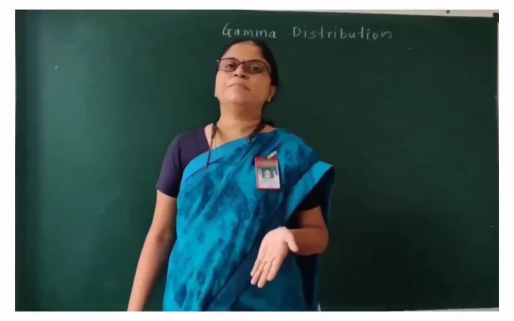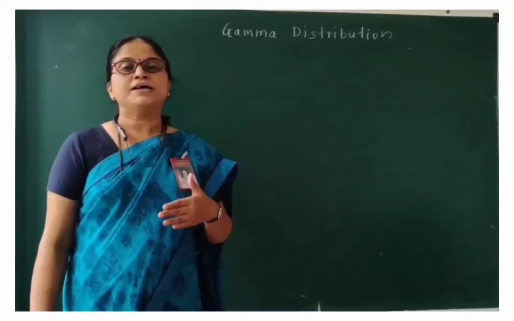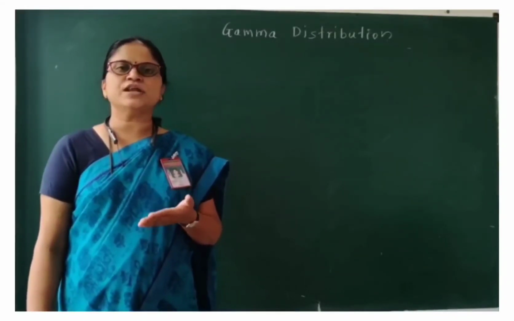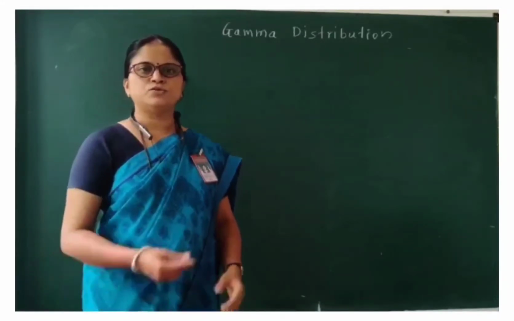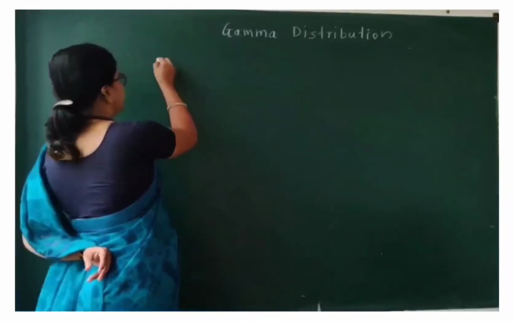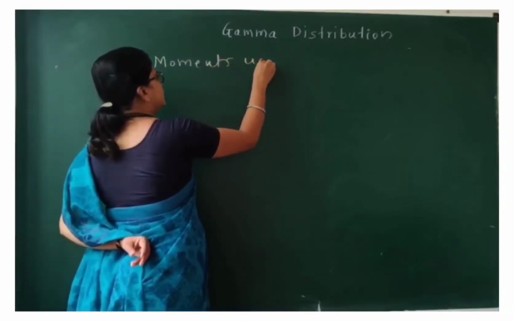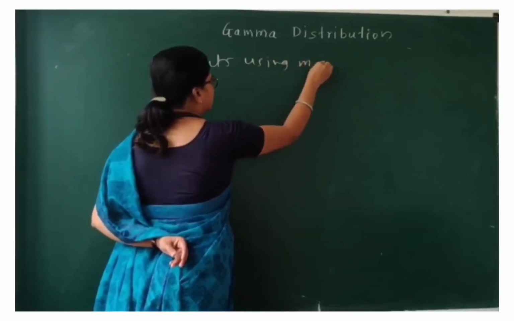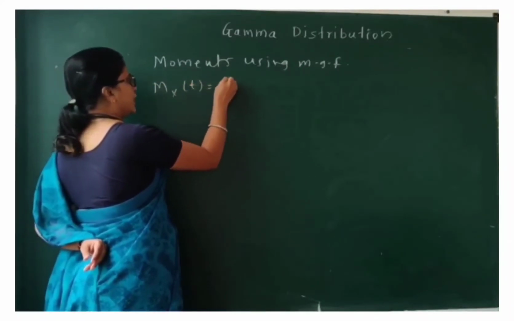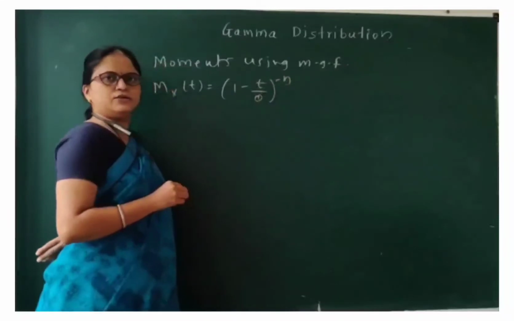So we know that MGF is nothing but the moment generating function, and by using this function we can generate the value of moments. So let me find the value of moments by using this MGF. So moments using MGF. Okay. So the MGF of the gamma distribution, just now we have this as 1 minus t by theta raised to minus n.